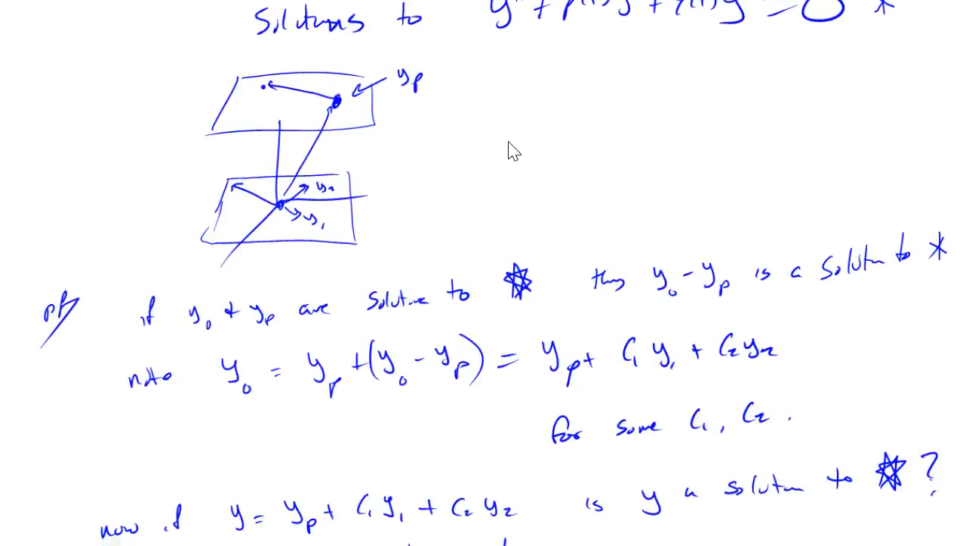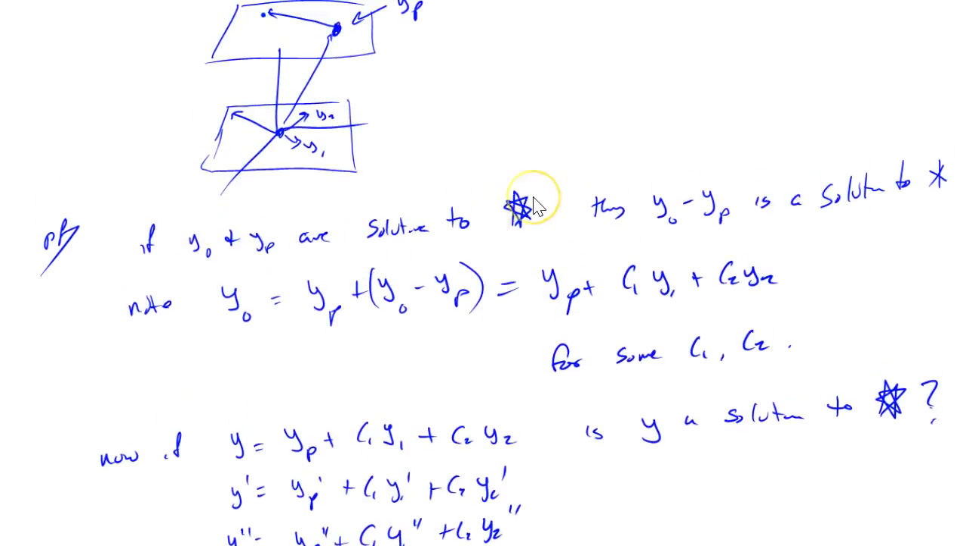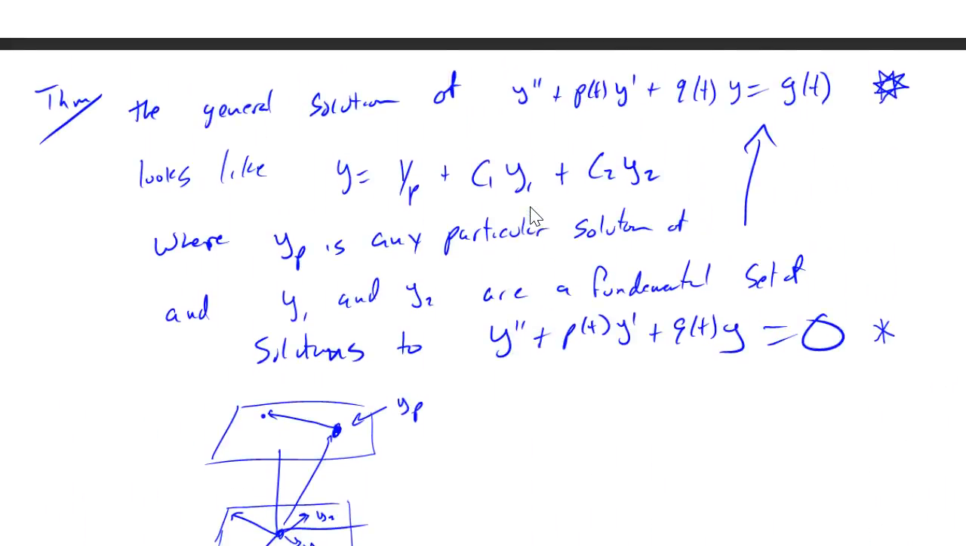So here we go. If I have, let's say, y0 and yp are solutions to star, what's star? Oh, because I'm going to refer to these equations a lot of times, I made the non-homogeneous equation, I'll call that the 8-pointed star here. And since this is a snow day, we'll call the homogeneous equation snowflake. Okay, so I've got star and snowflake.